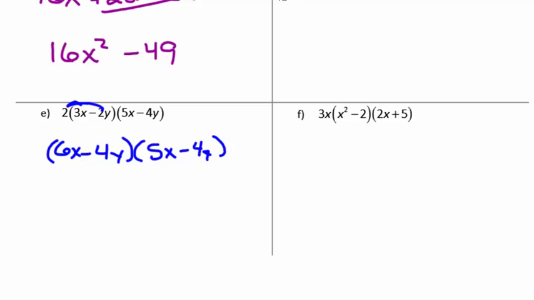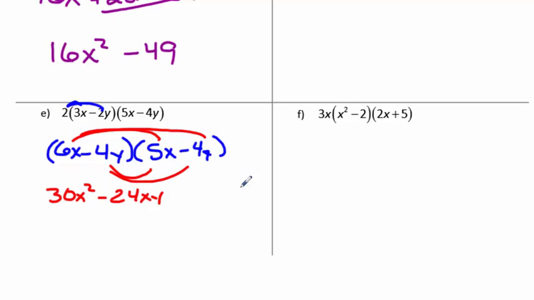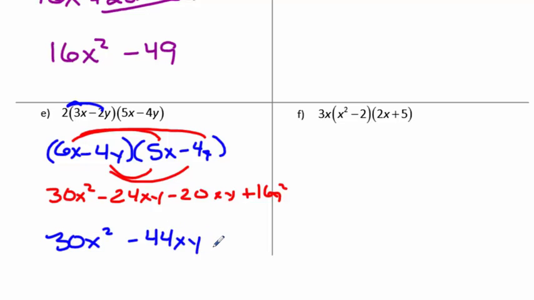Now we're going to go ahead and do the binomial distribute. Take 6x times 5x and times 4y. They'll give us 30x squared minus 24xy. And then we'll take the negative 4 times 5x and the negative 4 times negative 4y. Will give us negative 20xy, and two negatives there will give us positive 16y squared. Combine our like terms, we'll get 30x squared minus 44xy plus our 16y squared.